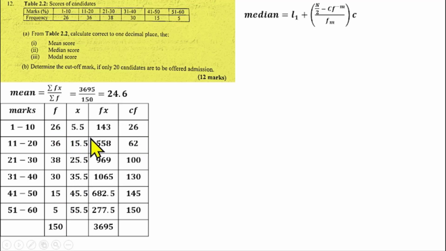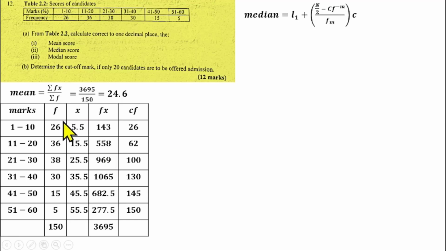Now, to get the next value, you draw a Z like this. So 26 plus 36 will give us 62. Then the next Z, this 62 plus 30 will give us 100. The next one will be 100 plus 30, which gives us 130. Next, 130 plus 15 will give us 145. 145 plus 5 will give us 150. Do you understand what you have done there?